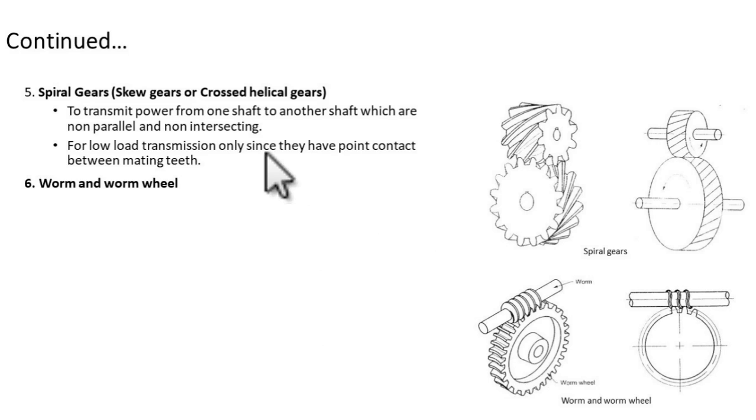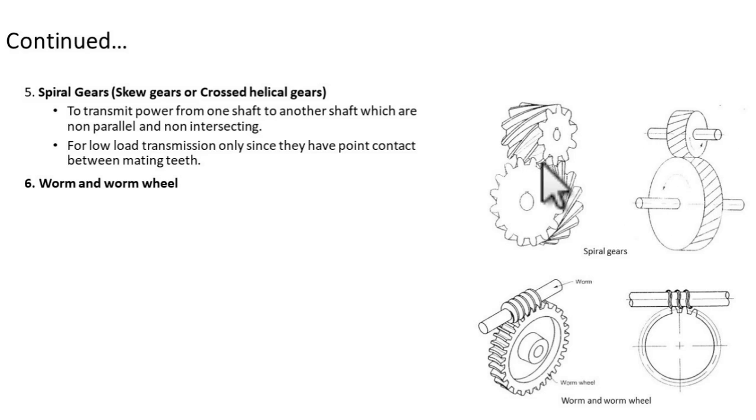Now the spiral gears. These kinds of gears come into the third category, non-parallel, non-intersecting. You can see the direction of this shaft is in the x direction, and the other shaft is on a different plane, and its direction is also different. So these shafts will never intersect. So these kinds of gears come into the non-parallel, non-intersecting category.